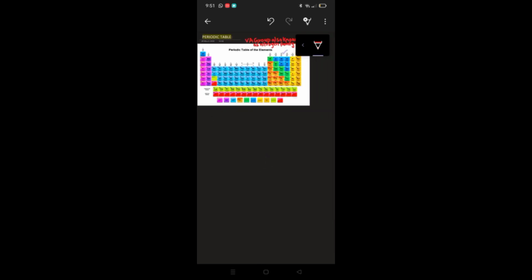As I told you, the elements belonging to this group will have those electrons in their outermost shell. Before going towards that, I want to tell you what elements are involved in the fifth A group.